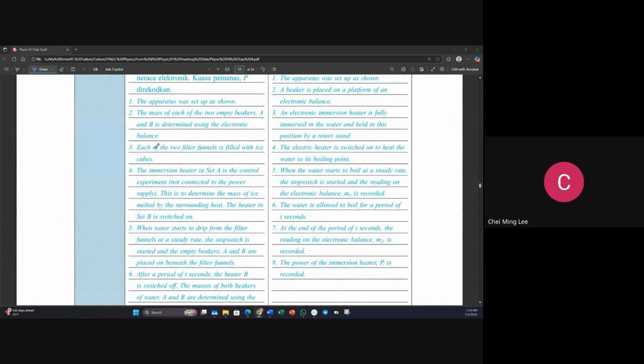Now the mass of each of the two empty beakers is determined by using the electronic balance, and each of them with the filter funnel is filled with ice cubes. So set A is a control experiment which is not connected to the power supply. Why? This one is to determine the mass of ice melted by the surrounding heat. Then we switch on the one in set B.